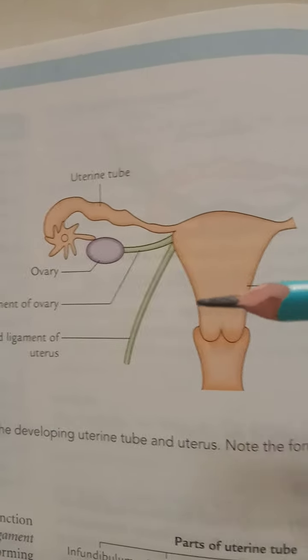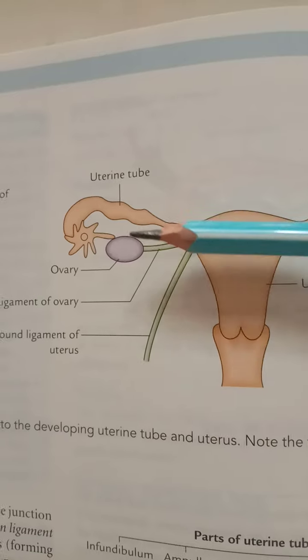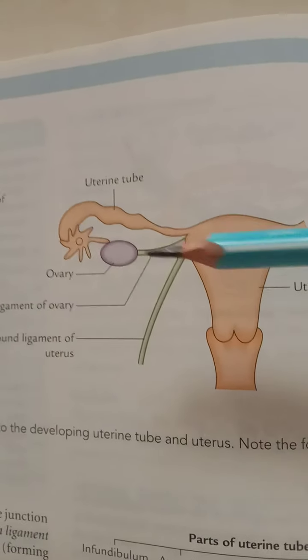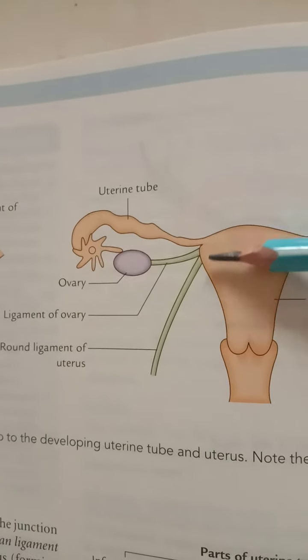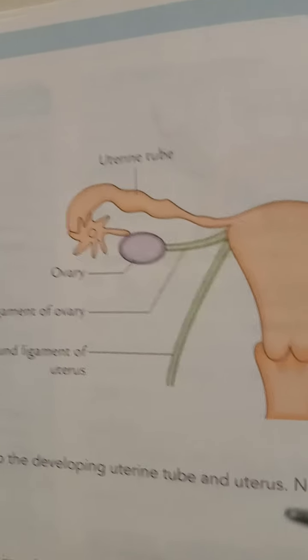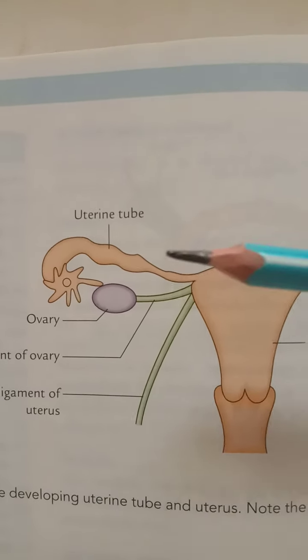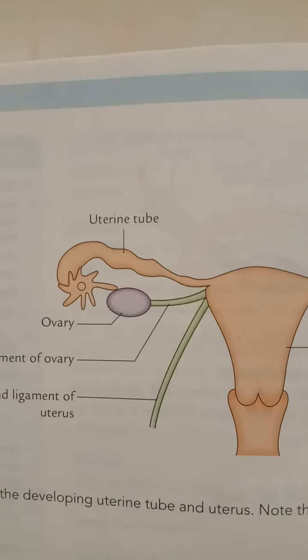Then the external features of the uterine tube. It presents two ends. Here this is the lateral end and this is the medial end. So let's see the ends of the uterine tube. First, the medial end.